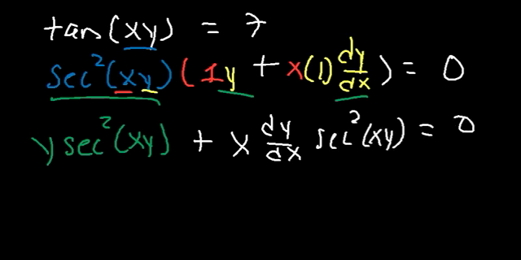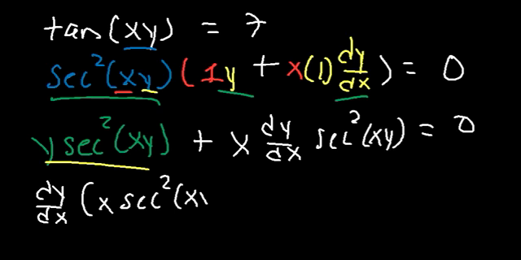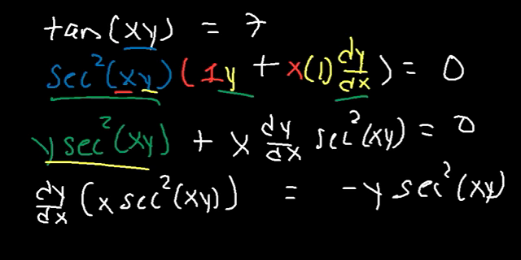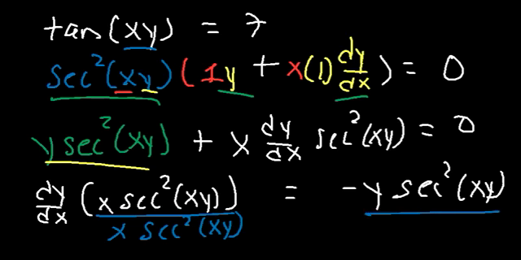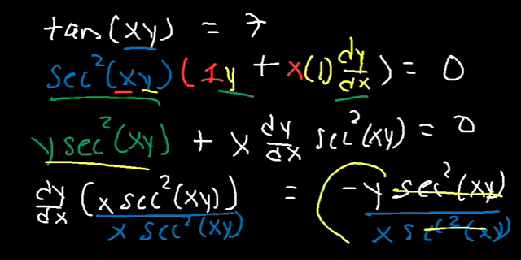So any term that doesn't have a dy/dx, let's move it to the other side. So that means this term. So we now have dy/dx times x secant squared xy is equal to negative y secant squared xy. So now we're going to divide both sides by x secant squared xy. Notice that secant squared xy cancels. So our answer is just negative y over x. So that's it for implicit differentiation. Your goal is to isolate dy/dx.